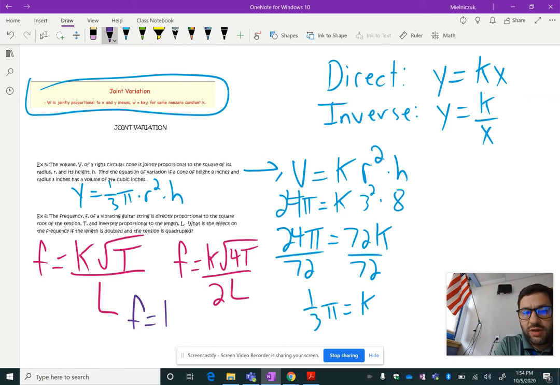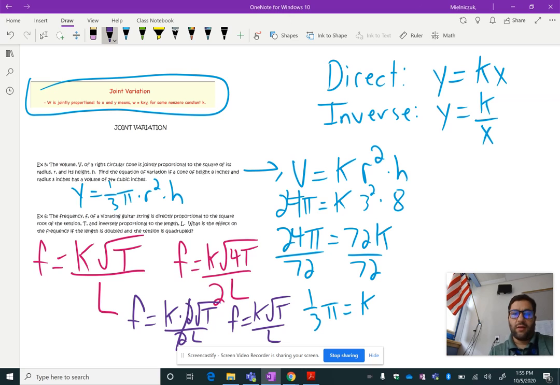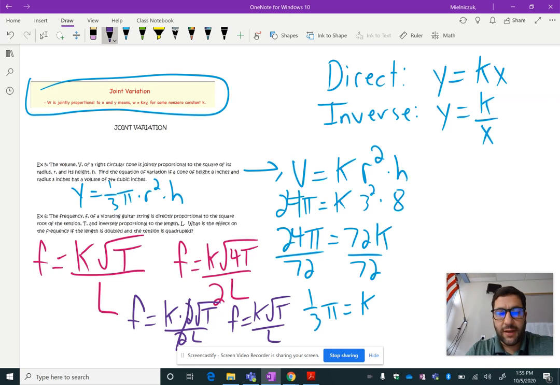So f will equal k times, let's see, 2 times the square root of t over 2L. How did I get that 2? Well, the square root of 4 is 2. The 2's cancel each other, so I'm left with f equals k times the square root of t over L. So what's the effect? There is no effect. When you simplify it, it's the exact same equation that we started with. So your answer: no effect.